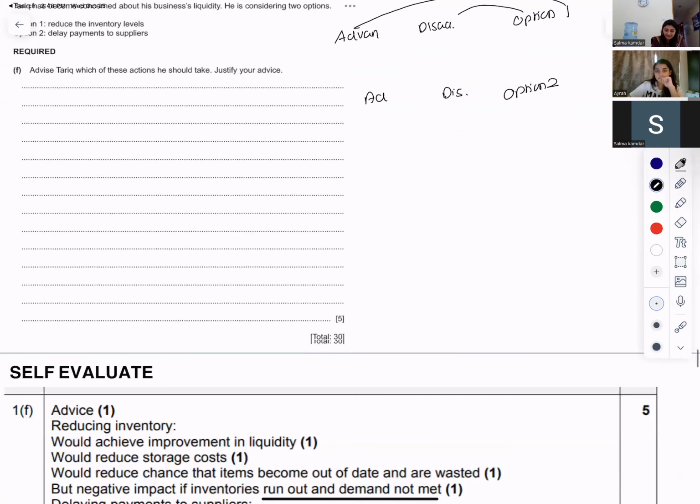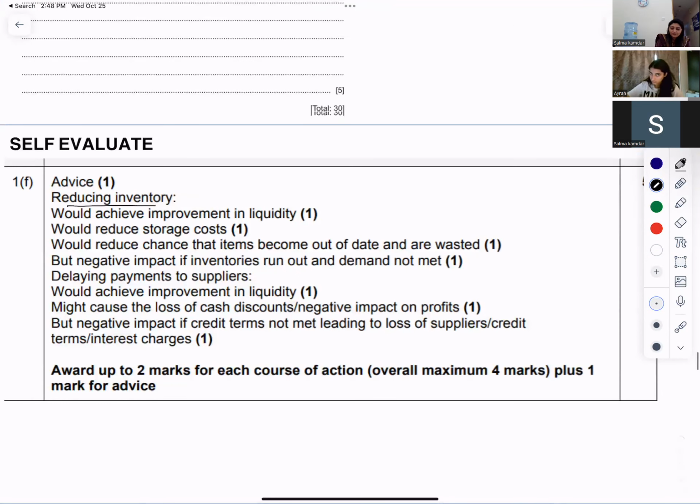Let's see. If I reduce inventory level, what will happen? If you reduce inventory level, first your storage cost will decrease because you don't have to store the inventory. And what is the disadvantage? The disadvantage will be that in case anyone needs the product then and there, you won't be able to give it because you don't have the inventory. So you may lose out on customers.